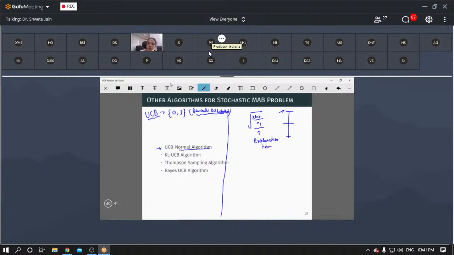By the way, I forgot to tell you that this term, 2 ln t divided by ni, is a very special term. What is ni? Ni is the number of times you have pulled the arm i. So if ni is high, this term is going to be low. If ni is low, this term is going to be high. This is what is called the exploration term. It is promoting the exploration, where ni is driving the exploration. So if ni is really low, that means you should really explore this arm.